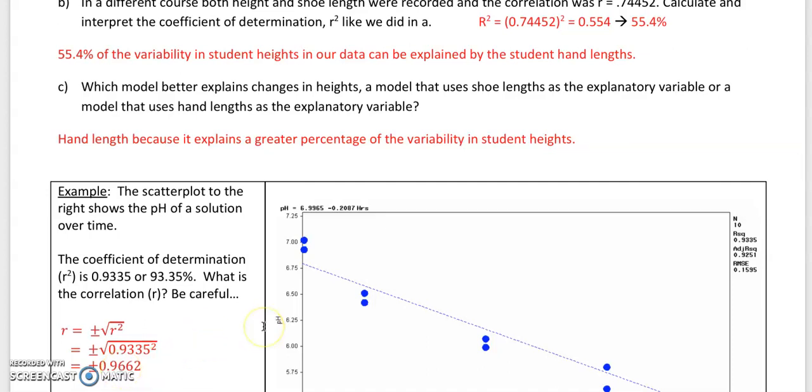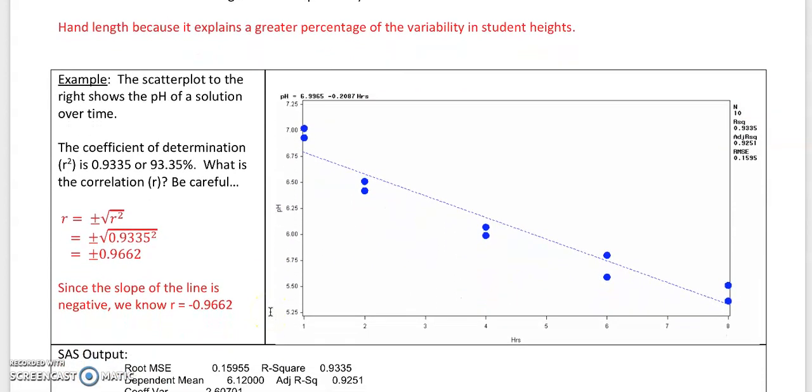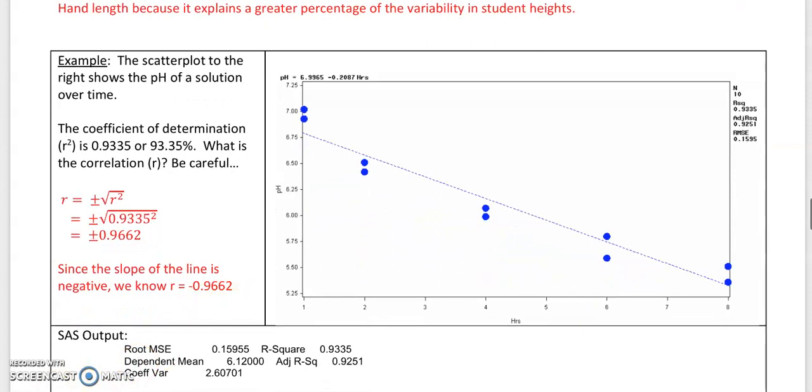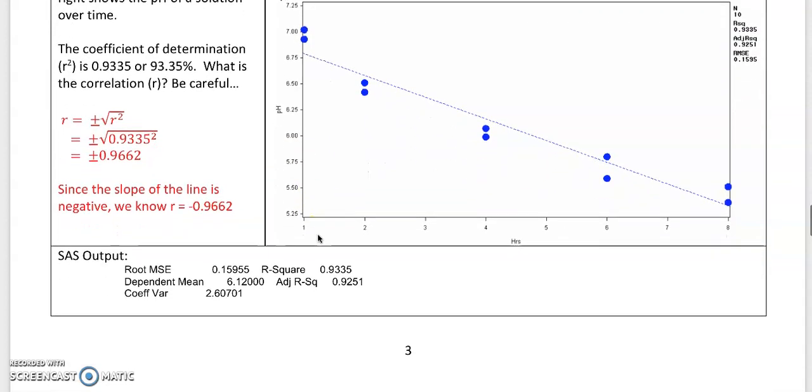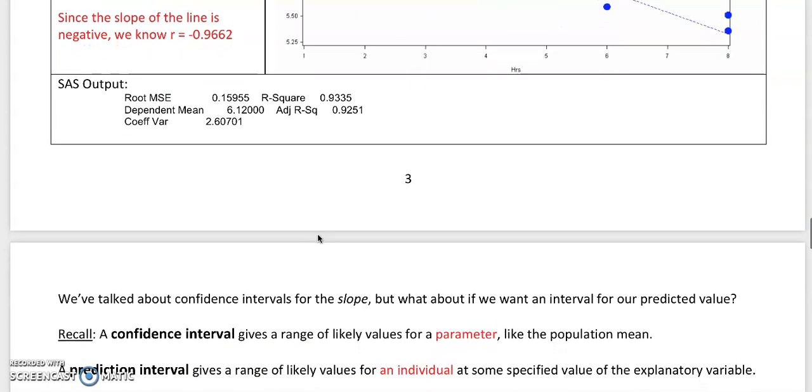And so which one that is, I should look over at my graph here. Notice that I've got a negative slope. It's going down, which means that this must be the negative version of that. So my correlation is negative 0.9662. So this was just a chance for you to think about how correlation and r-squared are related. All right? So let's continue on to the next page and talk about one other important thing that we can do with our simple linear regressions.